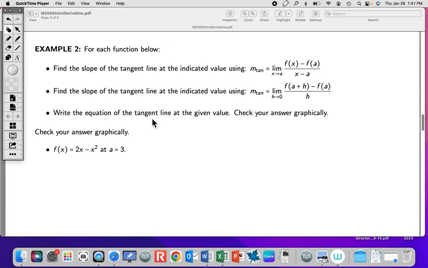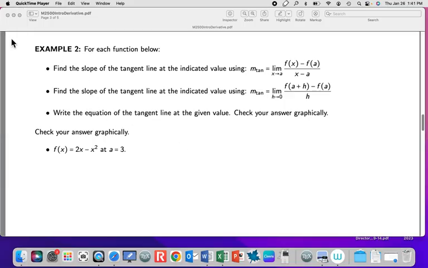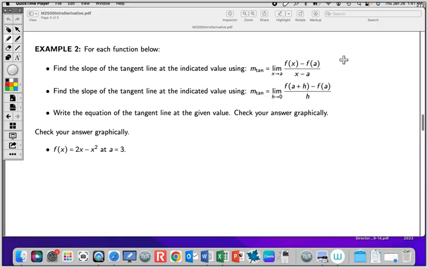Today we're going to look at example 2. We're looking at finding the slope of the tangent line using a couple different formulas, both using the limit process. So these are the formulas we'll be using to get our slopes. Once we get the slope of the tangent line, we're going to write the equation of the tangent line, and then we'll check our answer using Desmos.